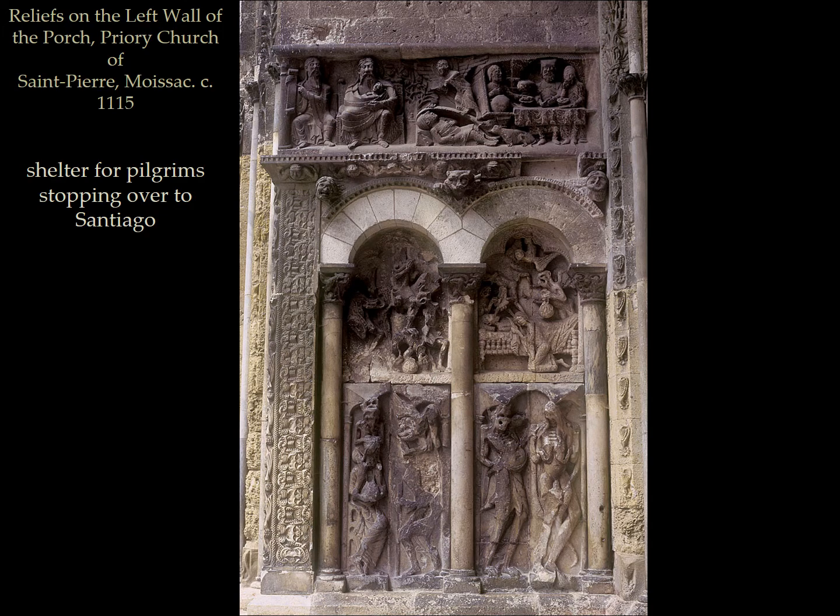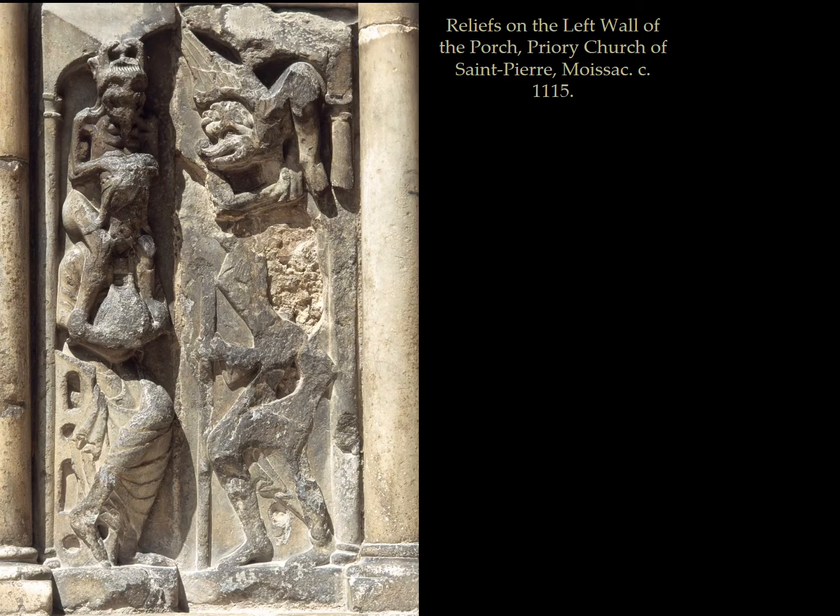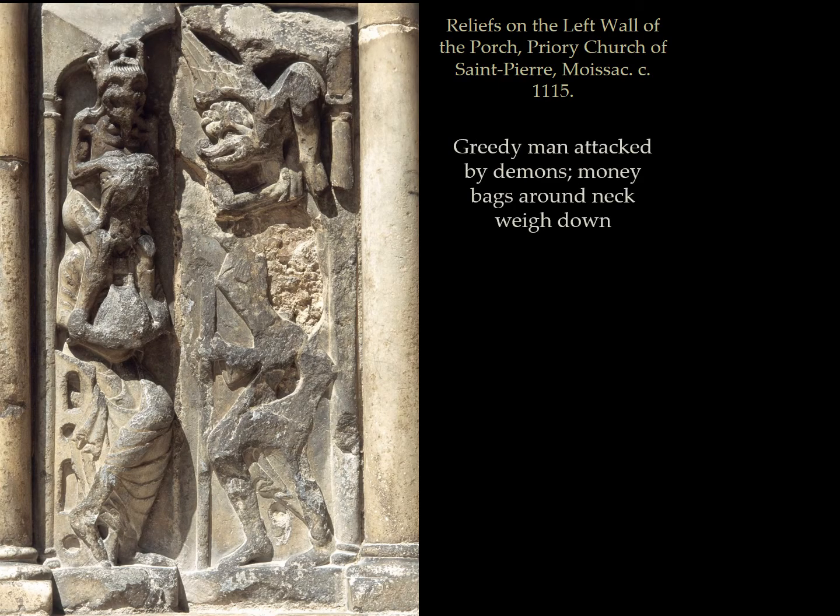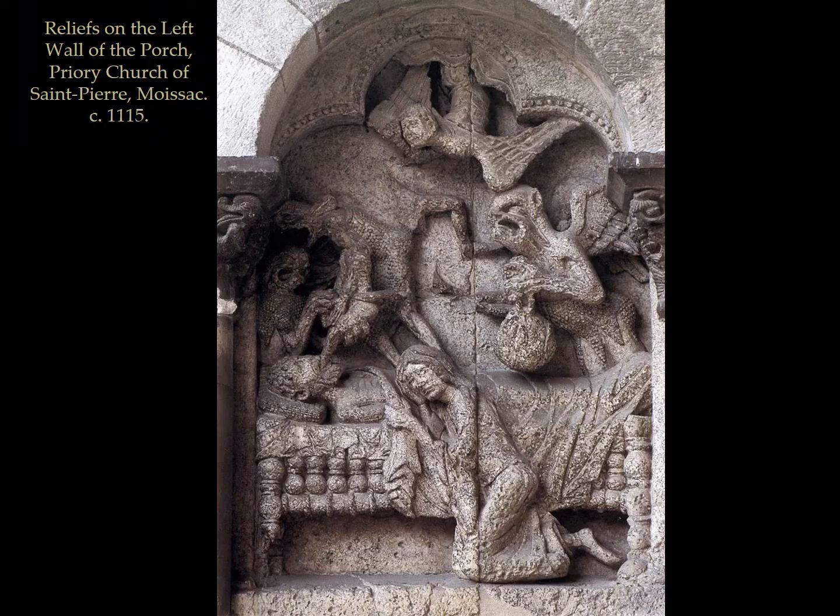Now, in the next door section, which is a shelter for pilgrims stopping over from Santiago on their way, we find a series of reliefs that are dedicated to the punishment and wages of sin. The 2 most feared sins in the Middle Ages, in fact, are going to be avarice or greed and lust. Here we find that these demons are going to weigh down these greedy men who hold bags of money around their necks, showing us, of course, that if we are greedy, we're going to be plagued by these demonic creatures that are going to hold us down, weighing us down, keeping us away from salvation.